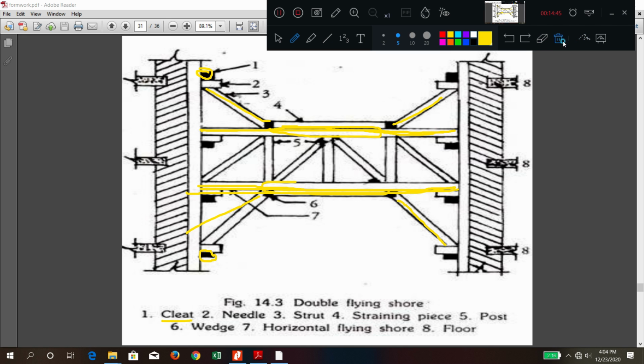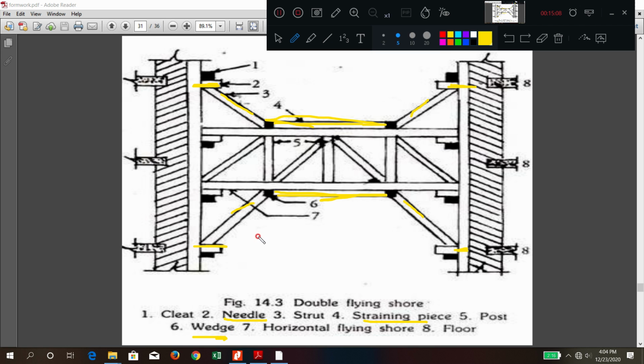Next is the second one, needle. This is a needle, this is a needle. These are needles which are inserted. Third is a strut. Inclined members are called struts, like this, these are called struts. Straining pieces are these, which will give more rigidity.